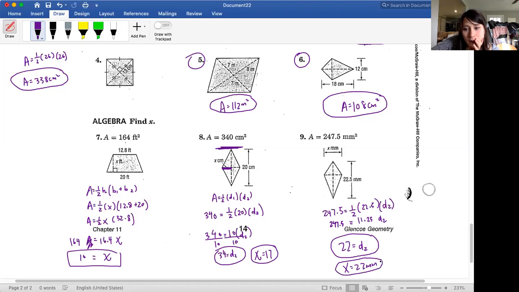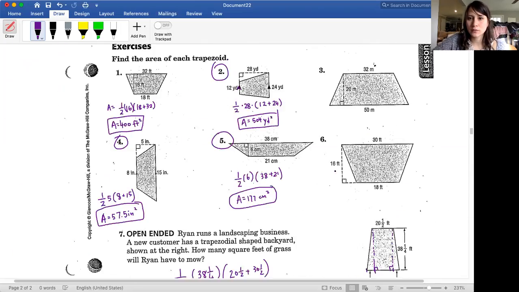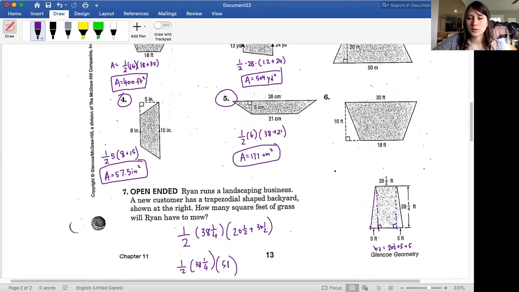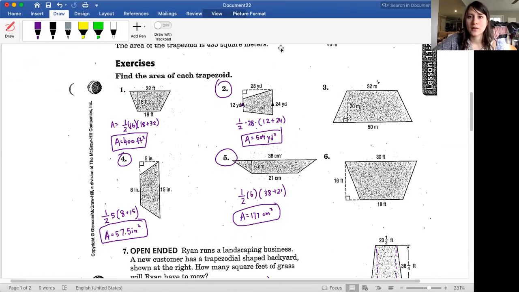And there you go. It looks like this lesson was definitely a little more straightforward. Hopefully that makes sense, and that's all I have for you today.